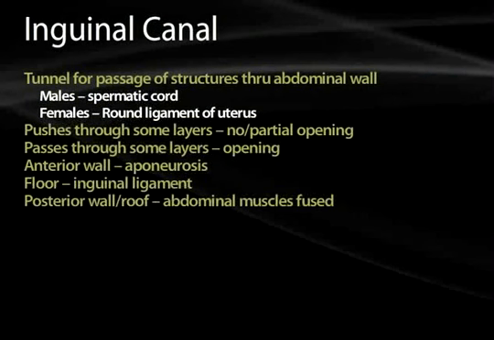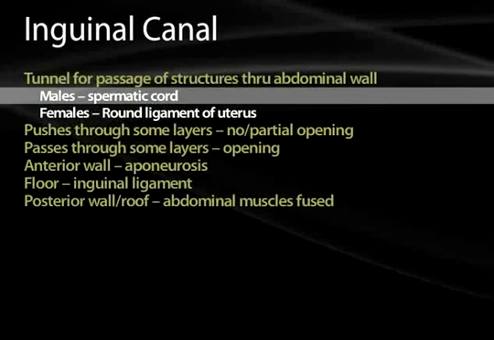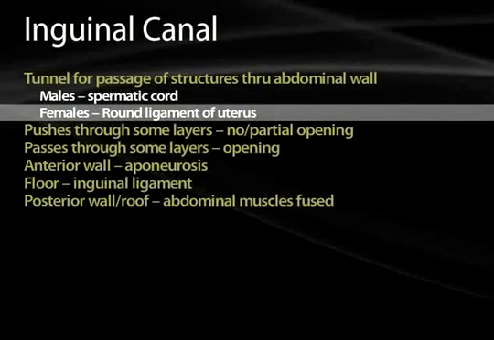The inguinal canal is a tunnel for passage of structures going through the abdominal wall. For males, there's the spermatic cord, and for females, it's the round ligament of the uterus, which is the adult form of the gubernaculum.